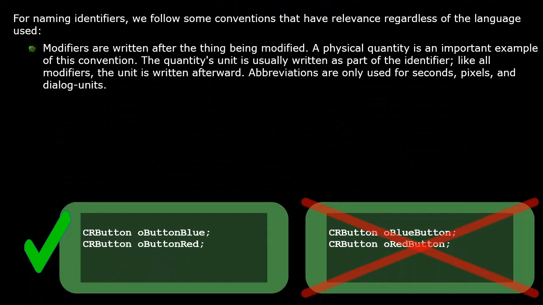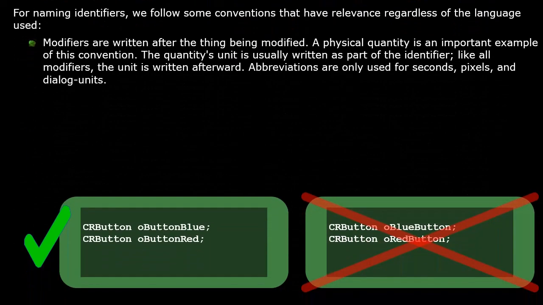For naming identifiers, we follow some conventions that have relevance regardless of the language used. Modifiers are written after the thing being modified. For example, the most impactful part of a blue button is the fact that it's a button, not that it happens to be colored blue. This is more important than the English language grammar.